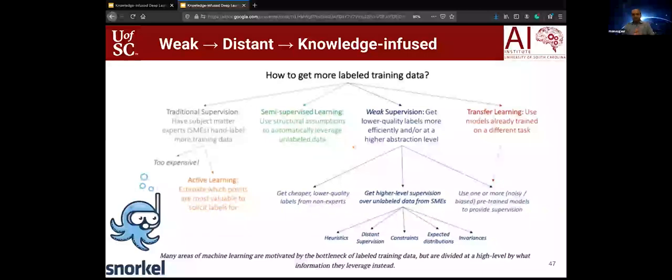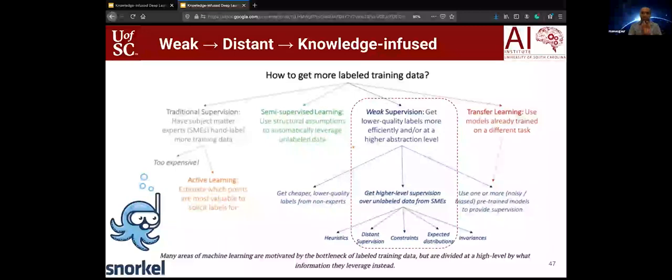These questions motivated very recent work from Snorkel, a research lab at Stanford, which talks about how you move from weak to distant to more knowledge-infused supervision. The idea of their work was how to get more labeled training data. You start with a very small amount of training data, and over time you increase it. In this talk, we are focusing on weak supervision. We do not want too much training data, but we want to leverage some existing resources to label our data points.